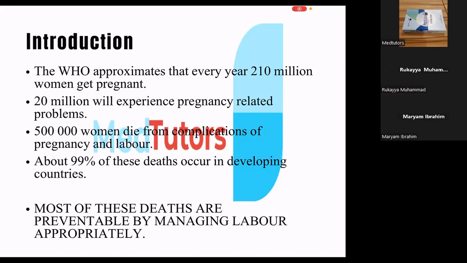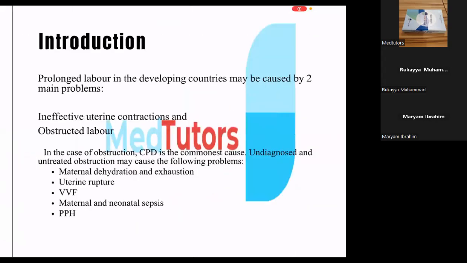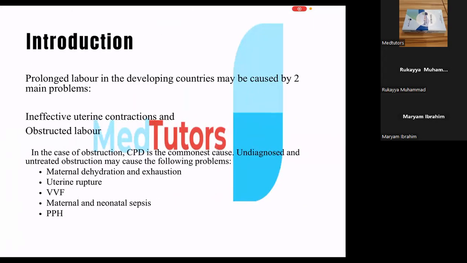But then the beautiful thing about all these things is that most of these deaths are preventable by managing labor appropriately. So it's very important to know how to manage and handle labor appropriately. So of all problems, prolonged labor in the developing countries is mostly caused by two main problems. And these two main problems are ineffective uterine contractions and obstructed labor, which can be very well prevented. For example, if you figure out that this woman is having an ineffective uterine contraction, you can easily augment the labor and ease this woman's problem.